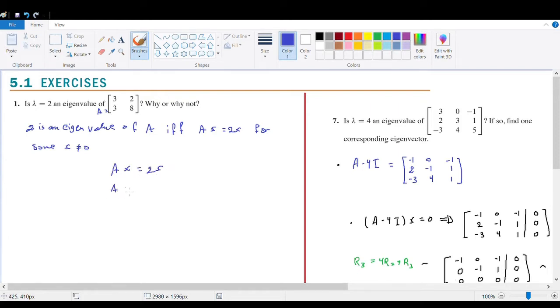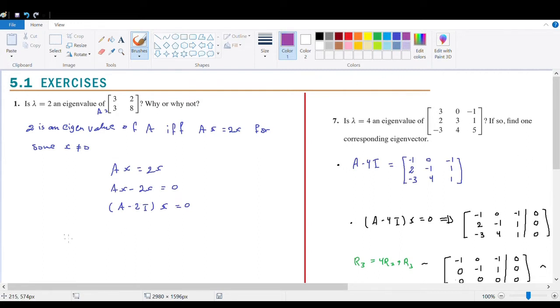Now if we rewrite this, from here we have Ax equals 2x, that means Ax minus 2x is equal to 0. If we take x as a common factor, we have (A minus 2I) multiplied by x, which gives us 0. So A minus 2I represents a matrix multiplied by a vector equal to 0. We want to find such x. If we multiply by this matrix, we get 0.